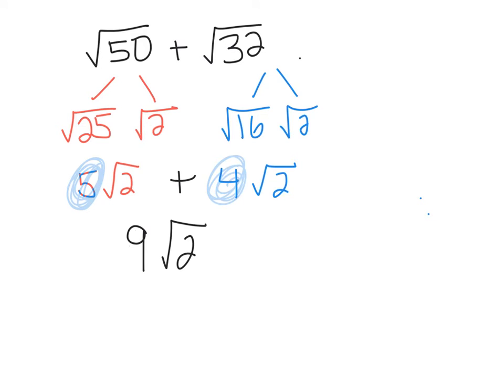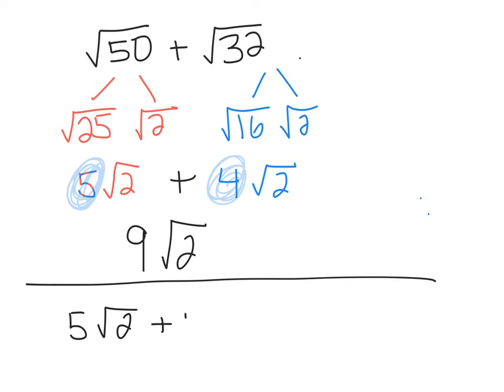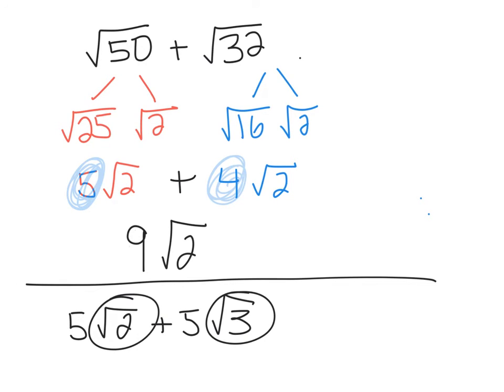Like, it wouldn't work if I had 5 times the square root of 2 plus 5 times the square root of 3. I couldn't simplify that because if you look, these radicals are different. So this is as far as I could go with something like that. Even though my coefficients might be the same, the radicals are different. Can't combine them. All right, we're going to try another one that's a little bit harder, but I think we can handle it.